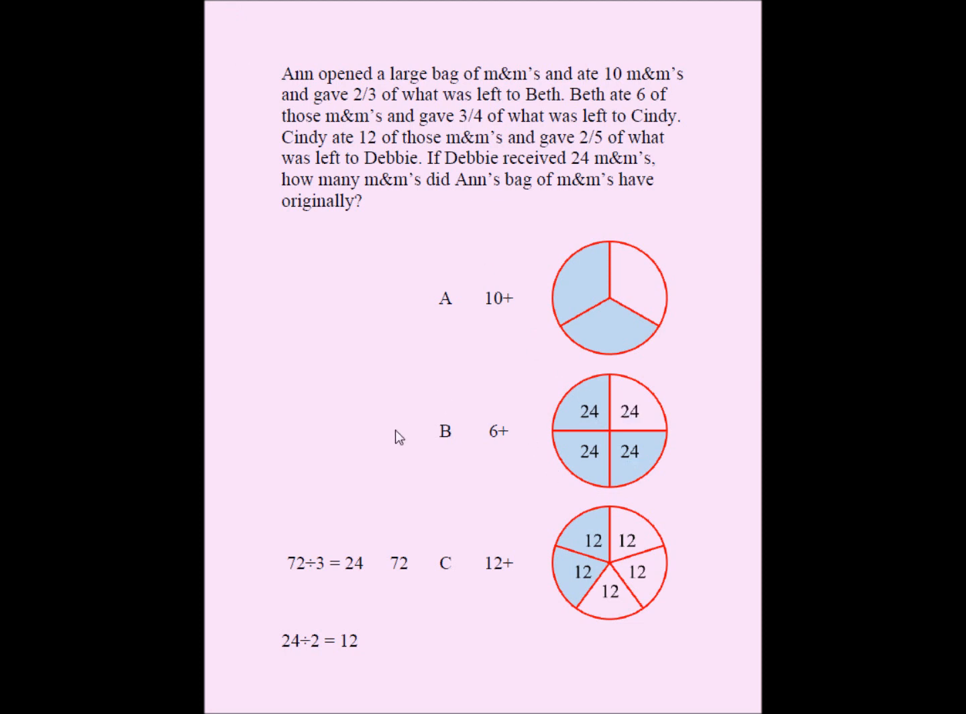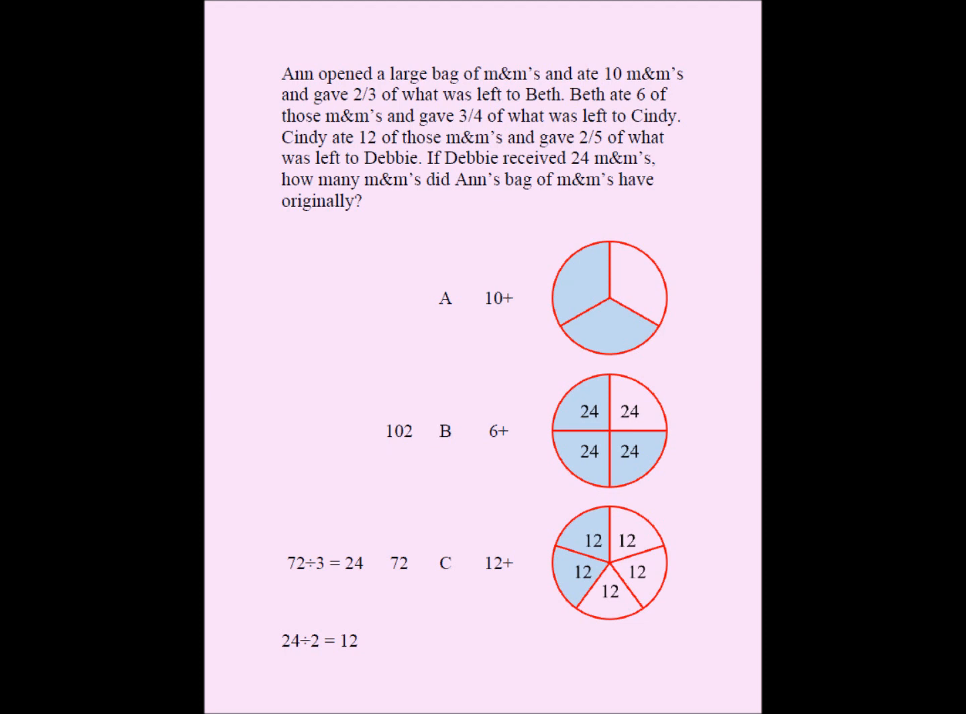Now I can find out the total number of M&Ms Beth had. I multiply 24 by 4 plus 6. And let's see what we get. We get 102 M&Ms. So Beth had 102 M&Ms. Note, if Beth received 102 M&Ms from Anne, this must represent 102 because that's what Anne gave to Beth.